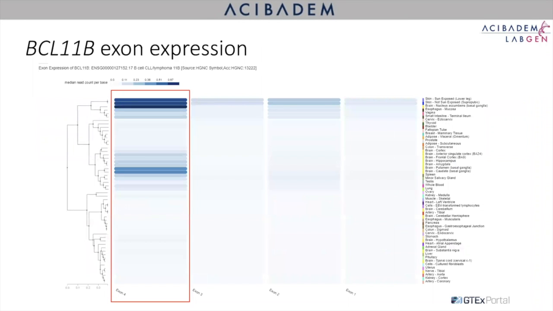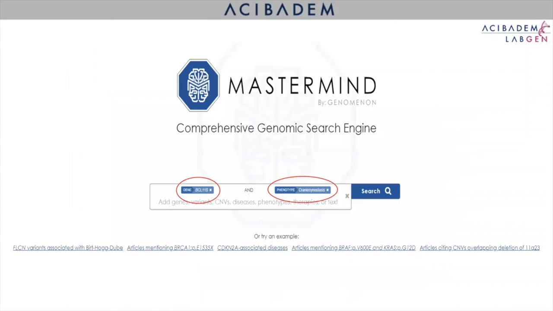And here is the exome expression profile of BCL11B from the GTEx portal. Our frameshift variant is in exon 4, and exon 4 is highly expressed in some regions of the brain and skin, and this indicates the importance of this region. All this information together suggested that this variant has a potential to be relevant.